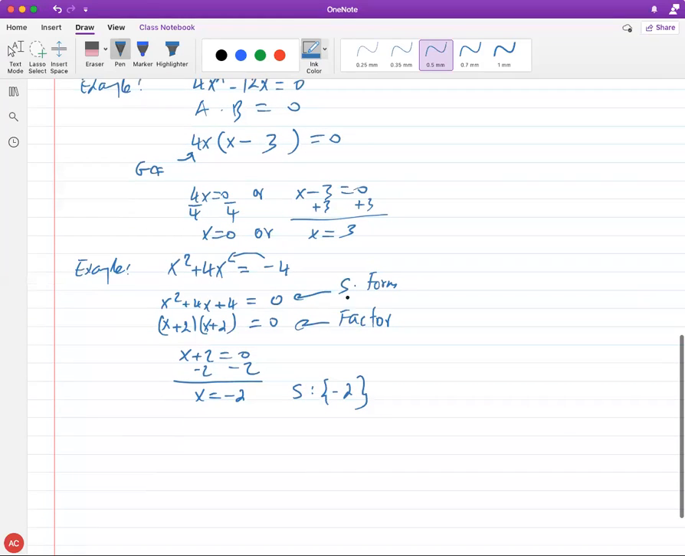Okay, so it's very important to make sure you have standard form, make sure you factor, and then, of course, use the zero product property to find the solution.